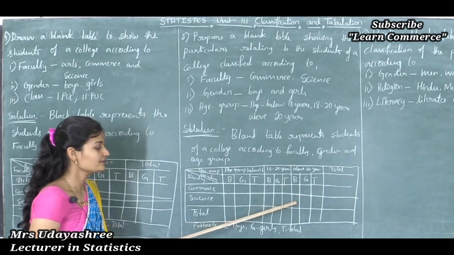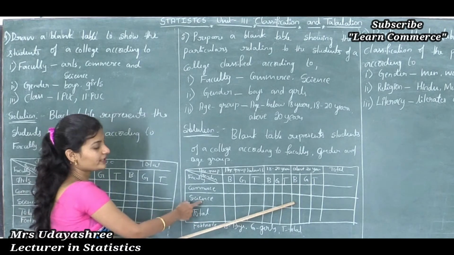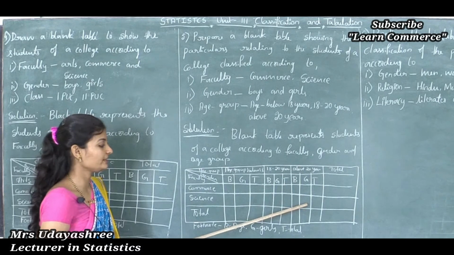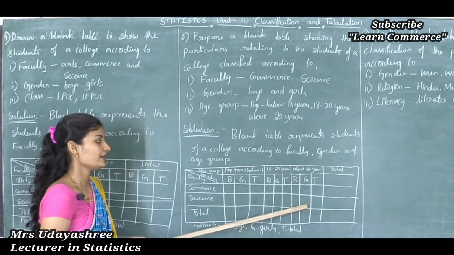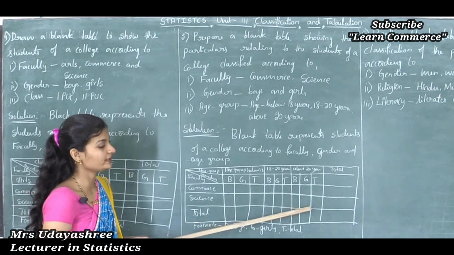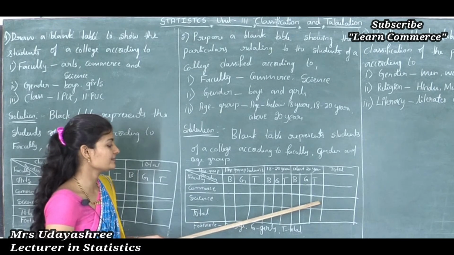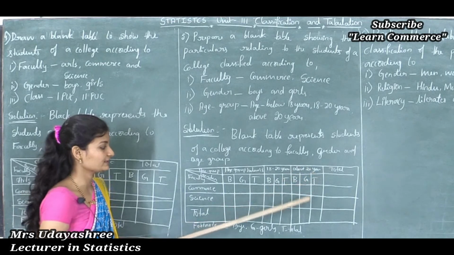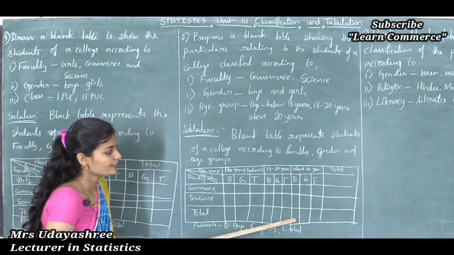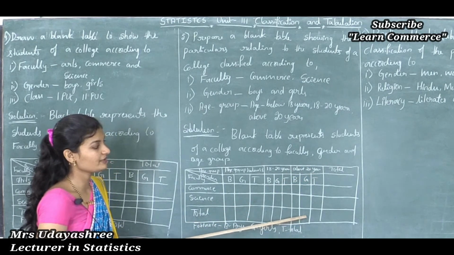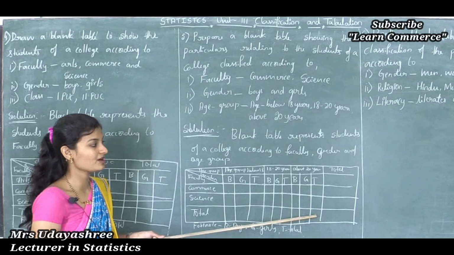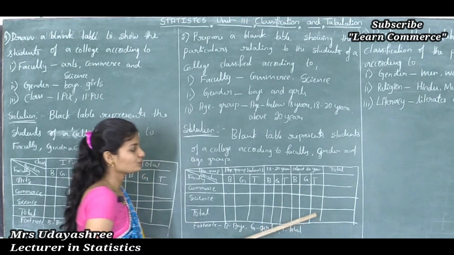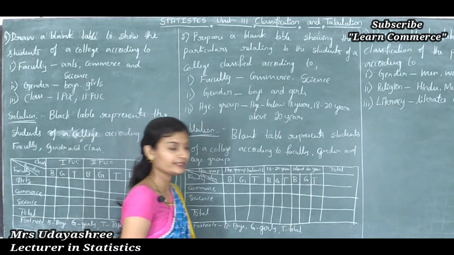Like that, this column indicates the science students above 20 years, and this column indicates science girls in the age group above 20 years, and this column indicates the total number of science students in the age group above 20 years, and this column indicates the total number of boys, this column indicates total number of girls and this column indicates total number of students in the age group above 20 years.